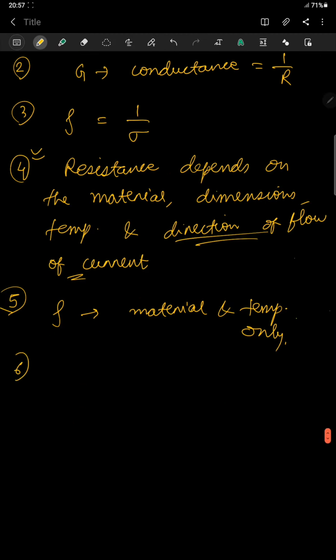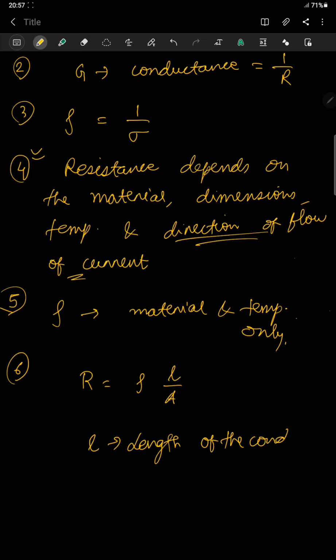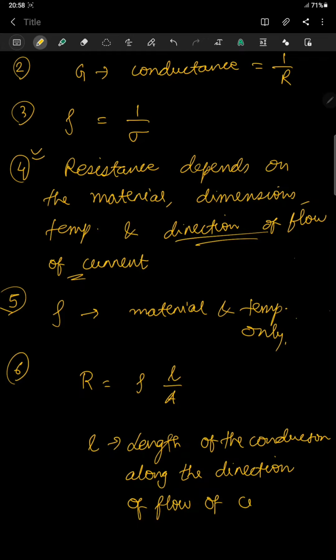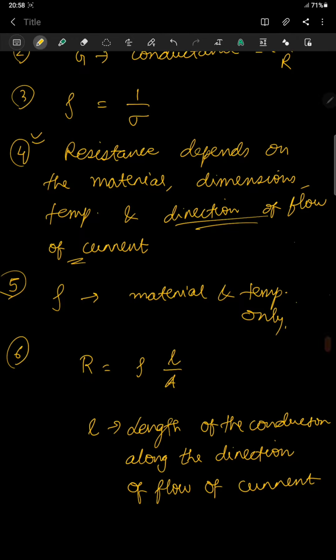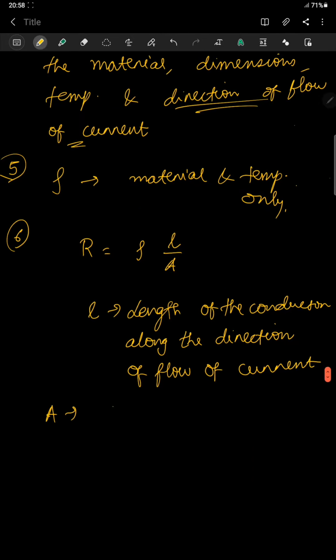Now the sixth one, we have to know the relation R is equal to rho L by A properly. What is L? We usually say L is the length of the conductor. But it should be the length of the conductor along the direction of flow of current. This is very important. And what is A? A is the area of cross section.